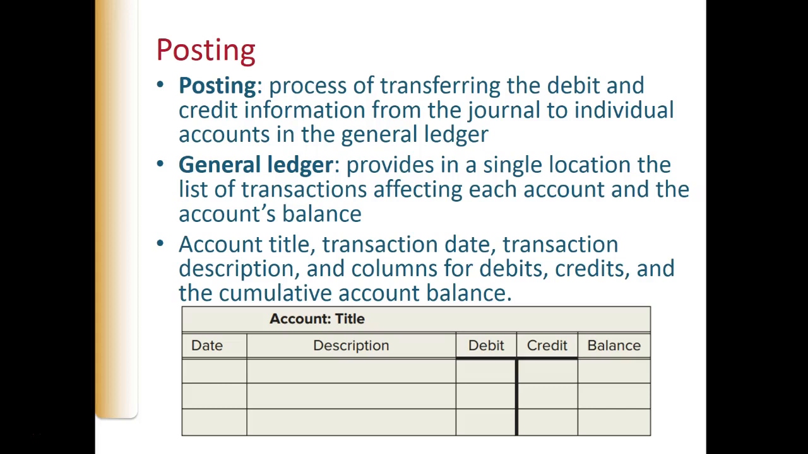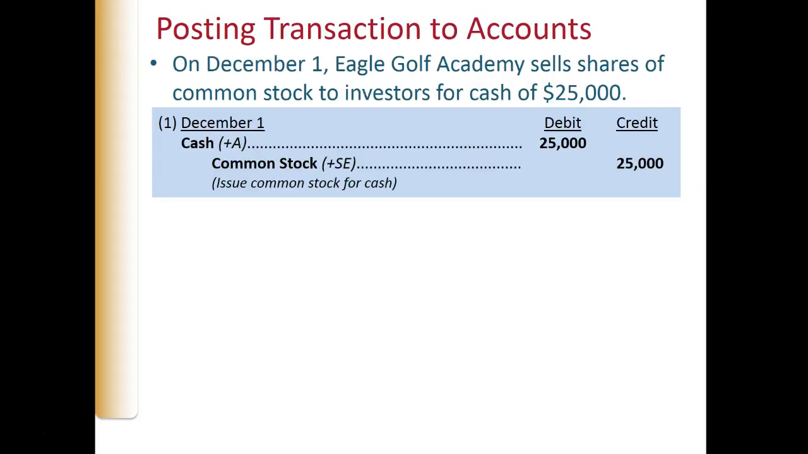the account's balance. In this general ledger, you're going to see the account name or the account title, the transaction date, the transaction description, columns for debits, credits, and a cumulative account balance. So we're going to go through our Eagle Golf Academy and see how this works. And then we're going to do a lot of problems on our own.